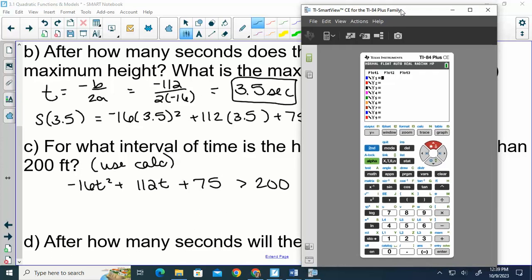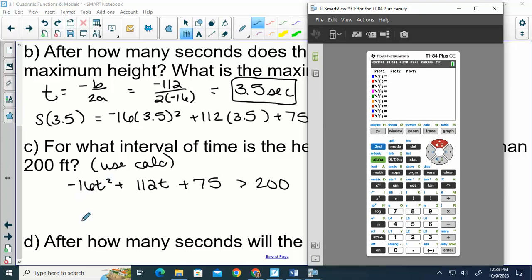So my y1, I'm going to do the negative 16, except you can't do t on here, so you have to do x squared. Plus 112x plus 75. And I'm going to go to my y2 and set that to 200. Now, if I just look at my normal viewing window, I can't really see much. So if we go to window, right now mine is set from negative 10 to 10. Did you get the equations under?